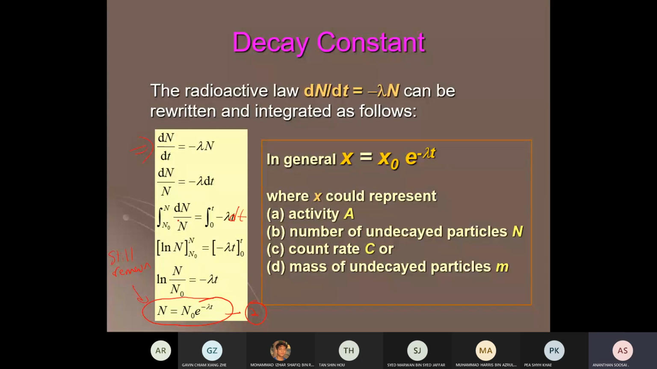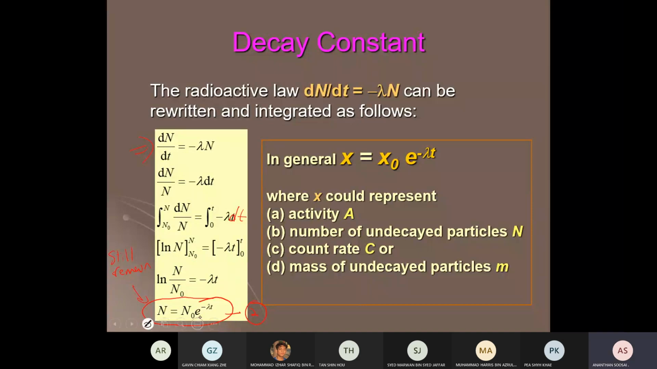Now when you integrate, 1 over N becomes ln N. I believe you learn this in maths: integrate 1 over N, what do you get? ln N. And negative lambda dt, you integrate, you get negative lambda t. Including the limits, you get ln of N over N naught, and here t minus 0, so negative lambda t. So you rearrange and you get this formula: N equals N naught e to the negative lambda t.